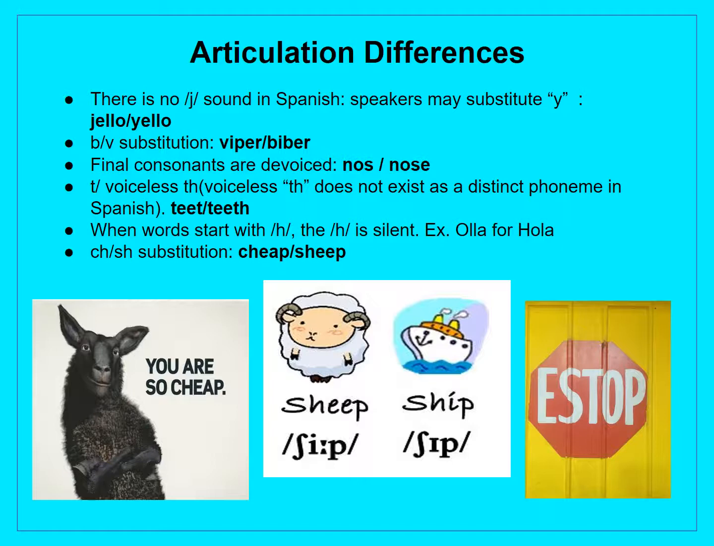Another difficulty could possibly be that final consonants are devoiced. In English, S and Z are two different phonemes, whereas in Spanish, both letters appear in different words, but the pronunciation is S. In Spanish, a speaker would pronounce nos, and in English, it would be nose.